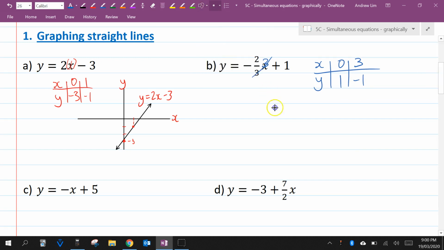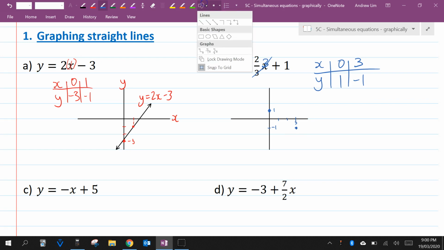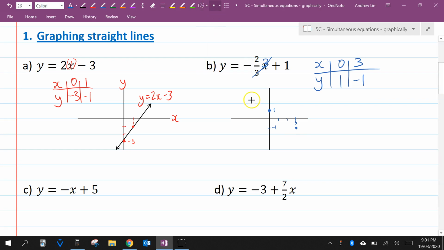So now we can graph this. We have 0, 1 right there, 3, minus 1, 1, 2, 3, minus 1. It's about there. And so now we can draw our straight line. It should go through both of them. And that's y equals minus 2 over 3 x plus 1.